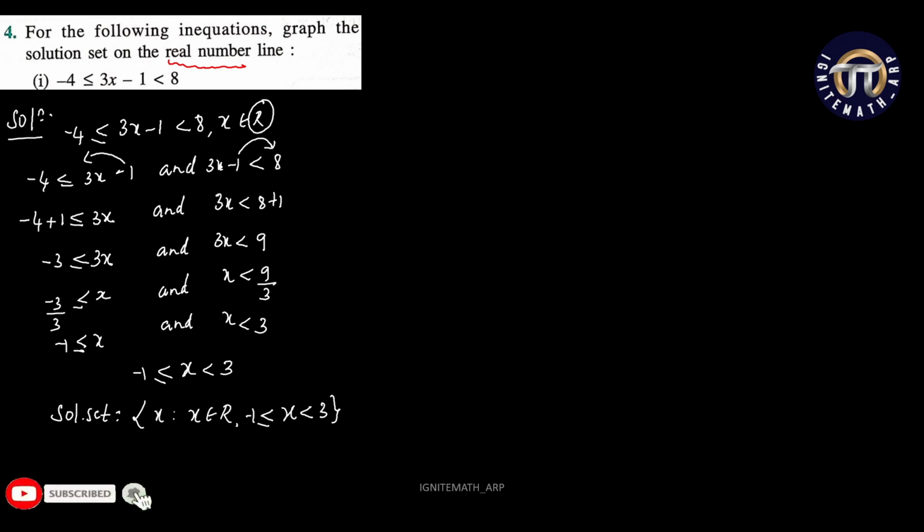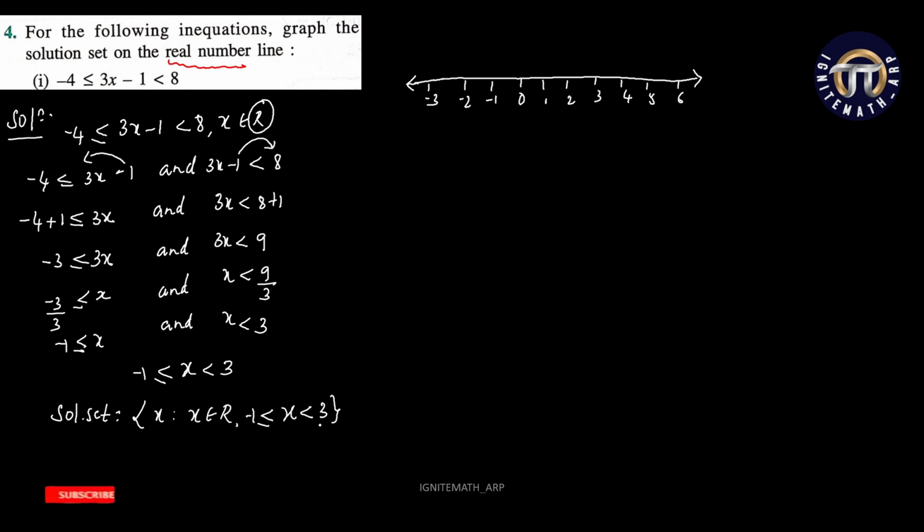Now I need to represent this on the number line. I will draw a number line. Pay attention. The lower limit is -1. So this is 0, -1 over here, -2, then -3. I'll draw the arrowhead. So 1, 2, 3, 4, 5, 6. Minimum 2 I should write.